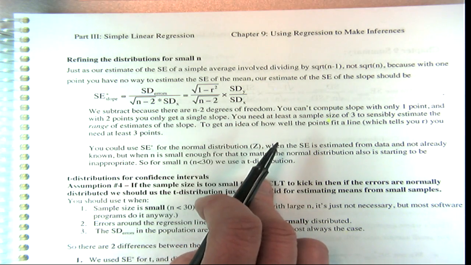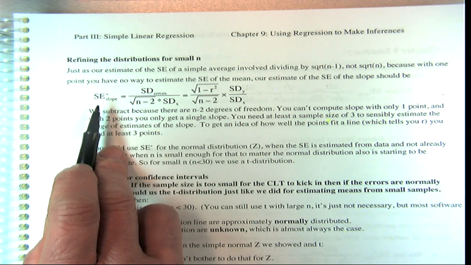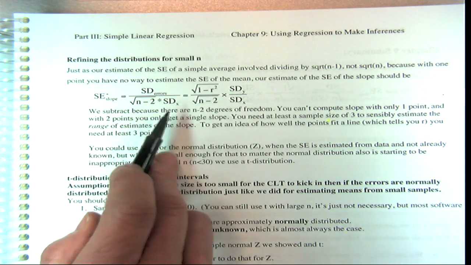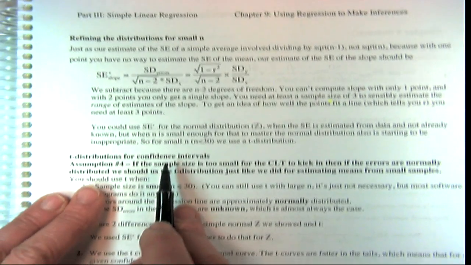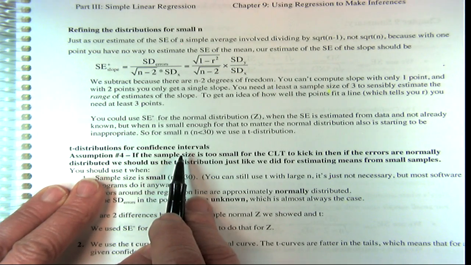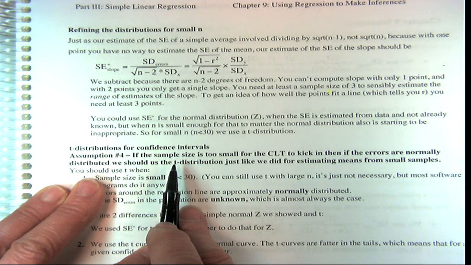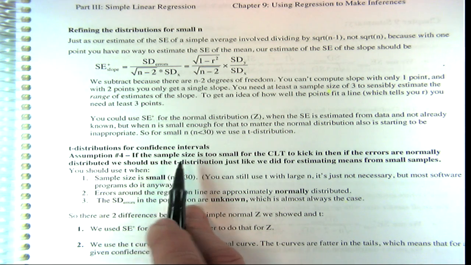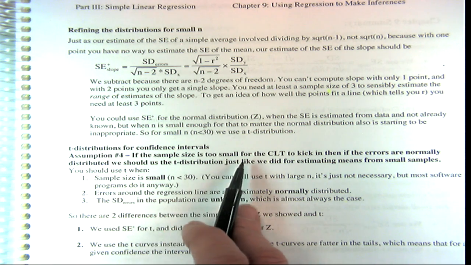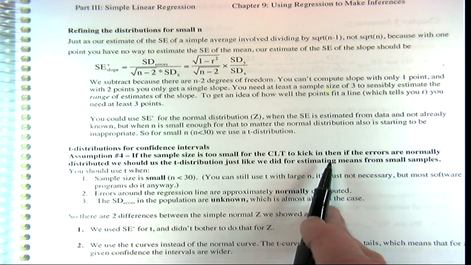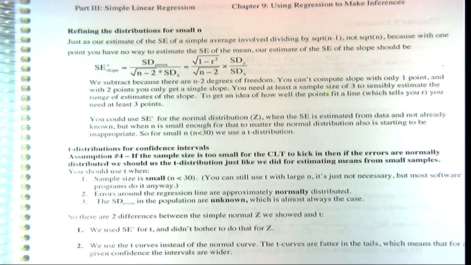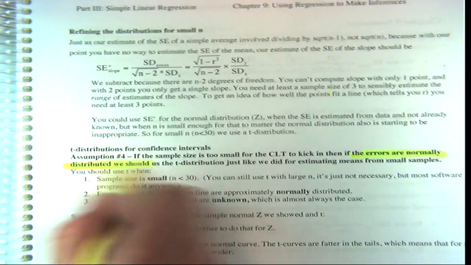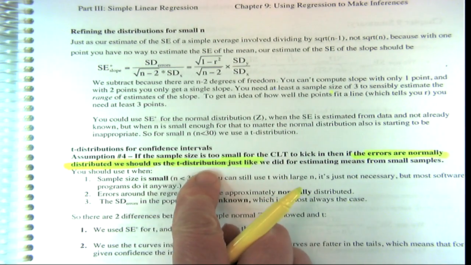And when you use the normal distribution, even though you could use the adjusted standard error, and theoretically it's better to do that, people don't. They just use the regular standard error with n in it, because it makes hardly any difference. All right, so the big difference here is the t-distribution, and the t-distribution relies on assumption number 4. If the sample size is too small for the central limit theorem to kick in, then here's where assumption number 4 comes in. If the errors are normally distributed, we can use the t-distribution.